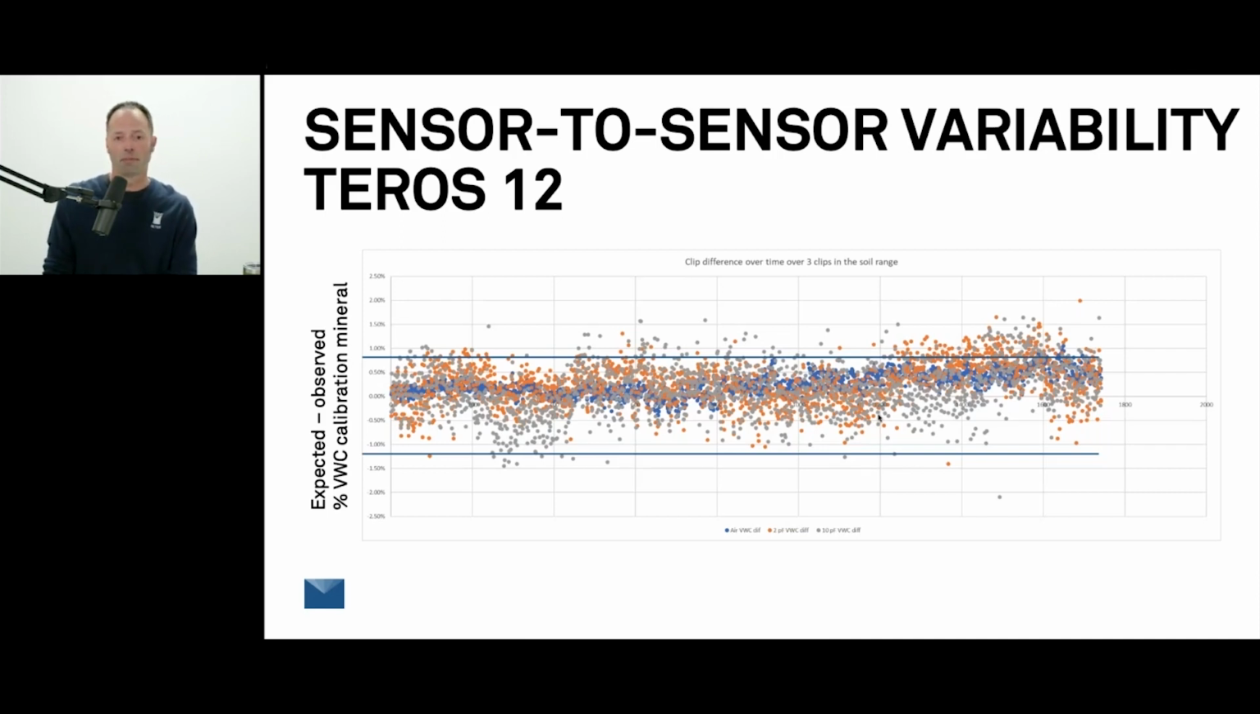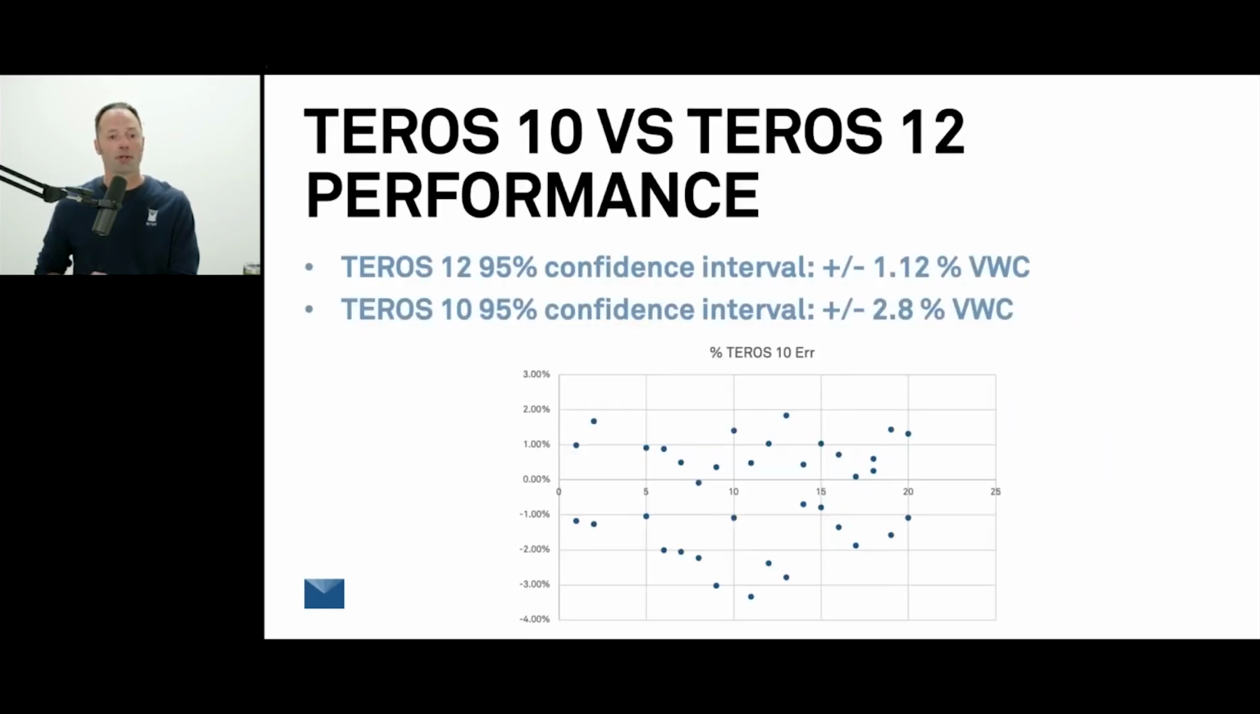And this is one of the big advantages of the TEROS 12, is that each one is going to be tuned to this electronic standard. Now, the TEROS 12 versus the 10, the 95% confidence interval for the TEROS 12 is 1.12% VWC, whereas the TEROS 10 has a little bit broader spread because each one of these is not tuned. Now, these sensors are a lot less expensive, and just because they have a higher uncertainty does not mean that they're not going to be extremely helpful in your project. They'll still give you an objective measurement that can give you an accurate reading. The uncertainty when comparing sensor to sensor is going to be a little bit higher. You can see most of them fall within plus or minus 2%.